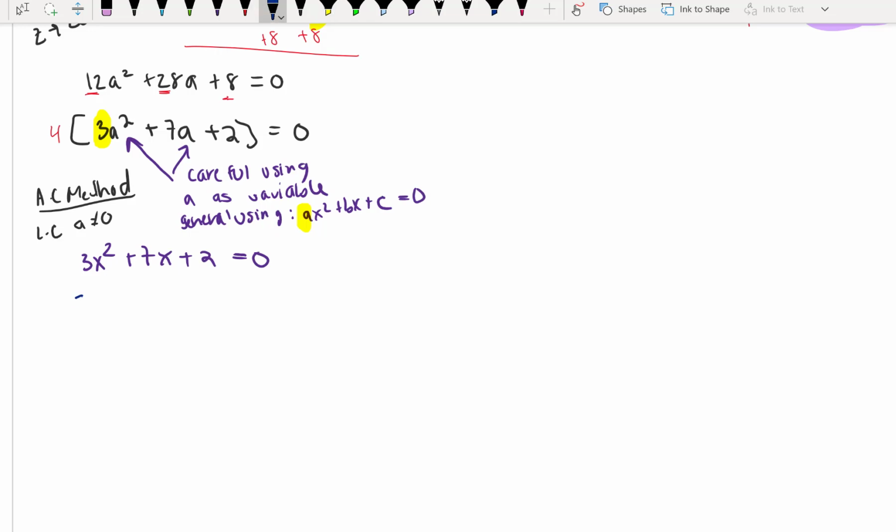So I know that my a variable is equal to 3, my b is equal to 7, and my c is equal to 2.